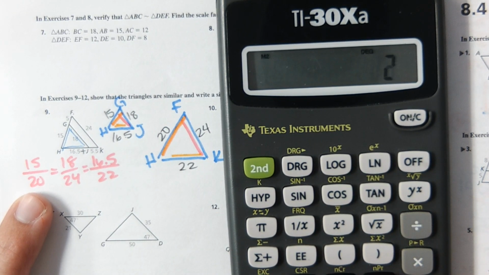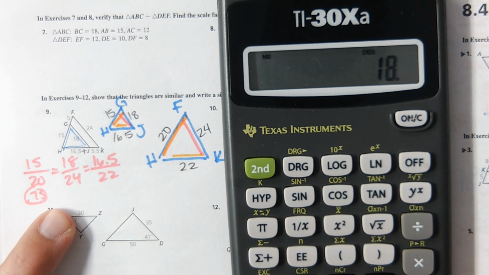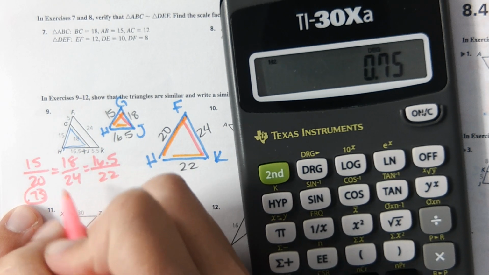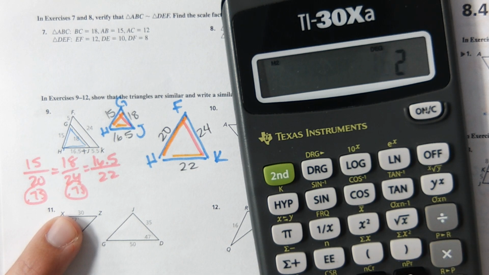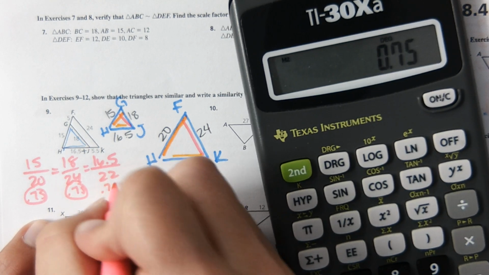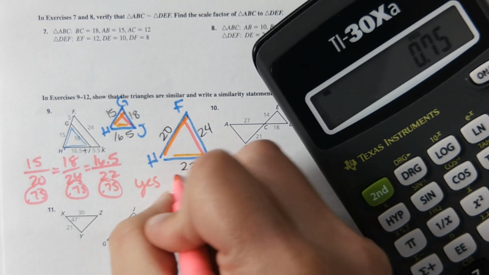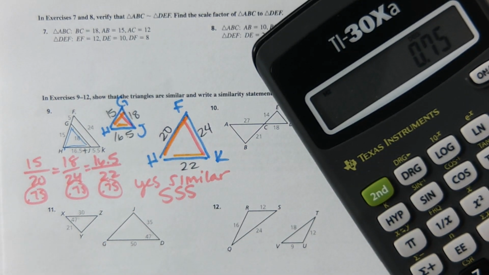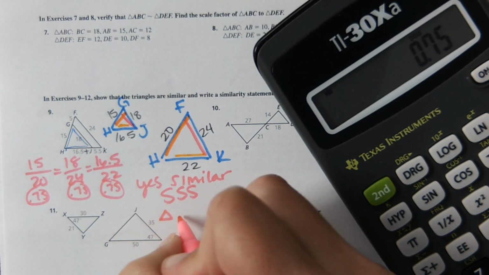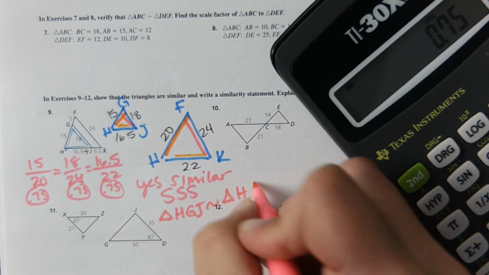And then you just divide it. I got 0.75, 18 divided by 24. 0.75 again, 16.5 divided by 22, 0.75. Okay, so it comes out to the same decimal every time. Yes, similar because of side similarity. So triangle HGJ is similar to triangle HFK.